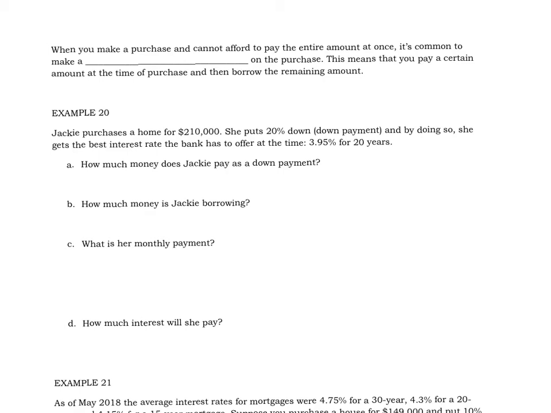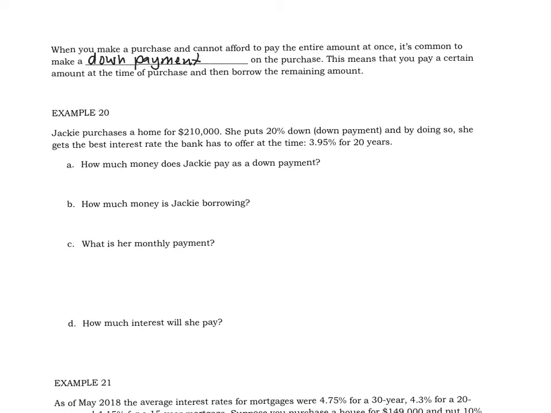Finance, example 20. When you make a purchase and cannot afford to pay the entire amount at once, it's common to make a down payment on the purchase. This means that you pay a certain amount at the time of purchase and then borrow the remaining amount.